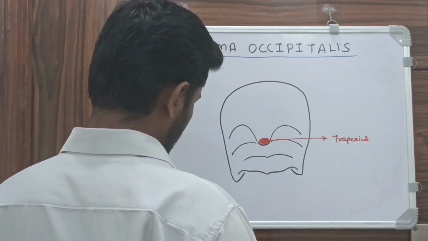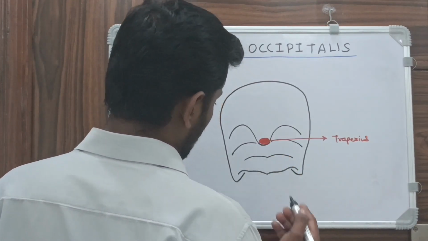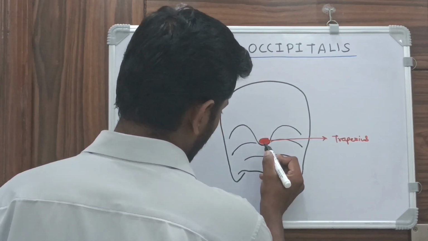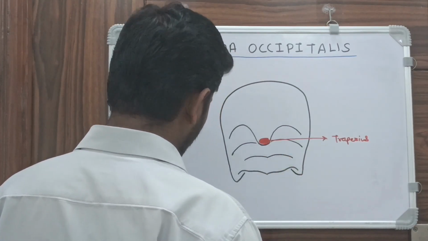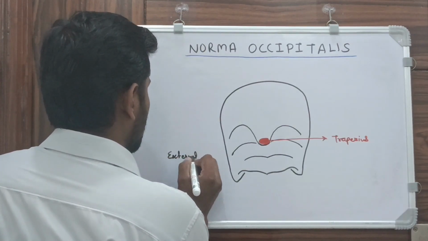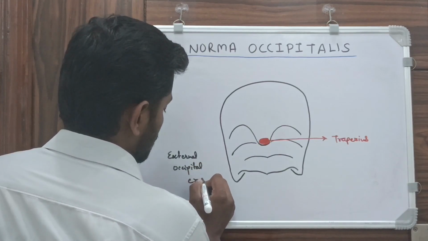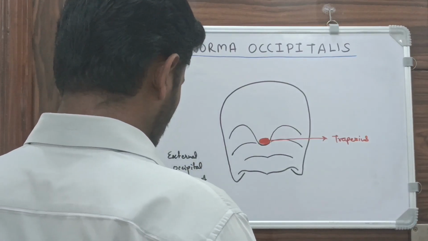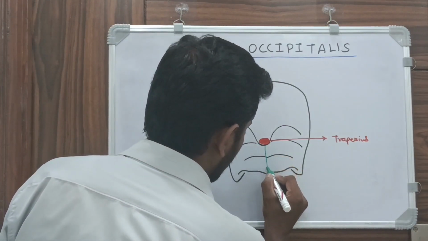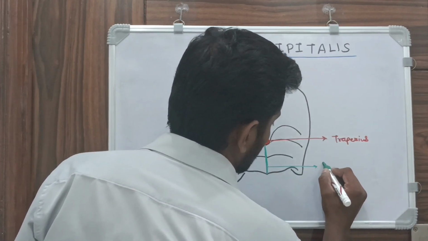Now from the external occipital protuberance till the posterior margin of the foramen magnum, we have a crest here, which is known as the external occipital crest. So this crest gives attachment to the ligamentum nuchae. So this one is the ligamentum nuchae.